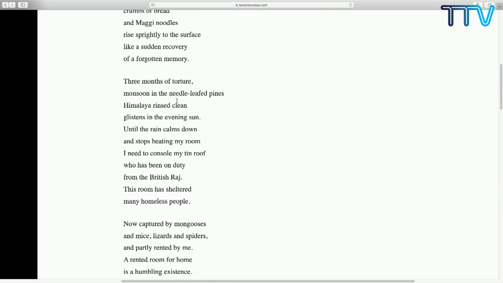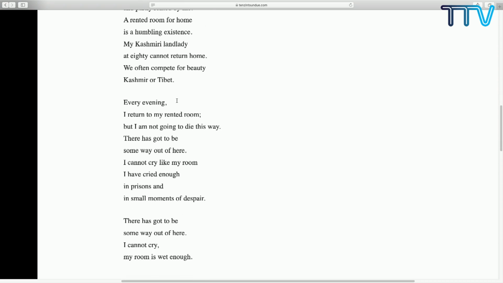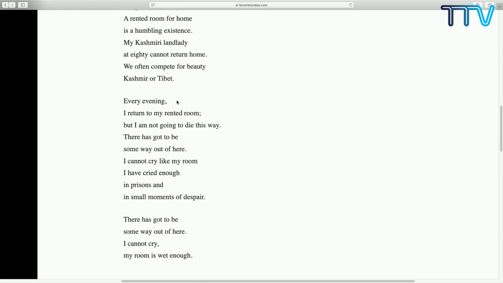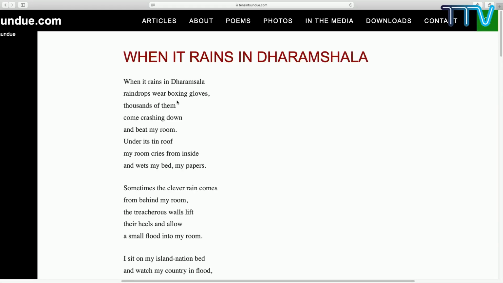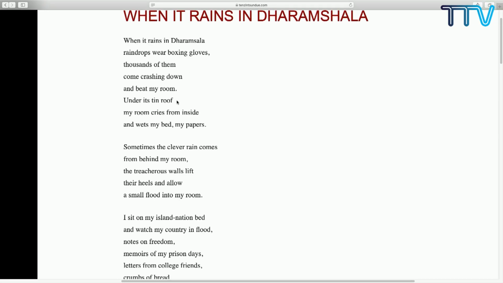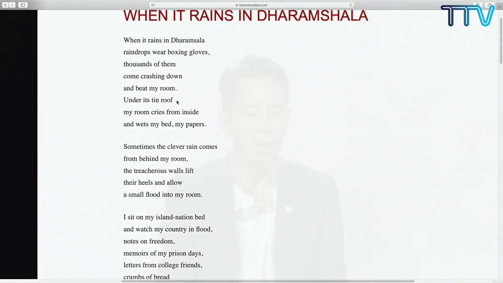I'm not going to take much time. So if you get time, I highly recommend you to go through this, just to see whether this is a good example of descriptive writing or not. So there is a poem, When It Rains in Dharamsala. Right now in Dharamsala we are having a rainy season.